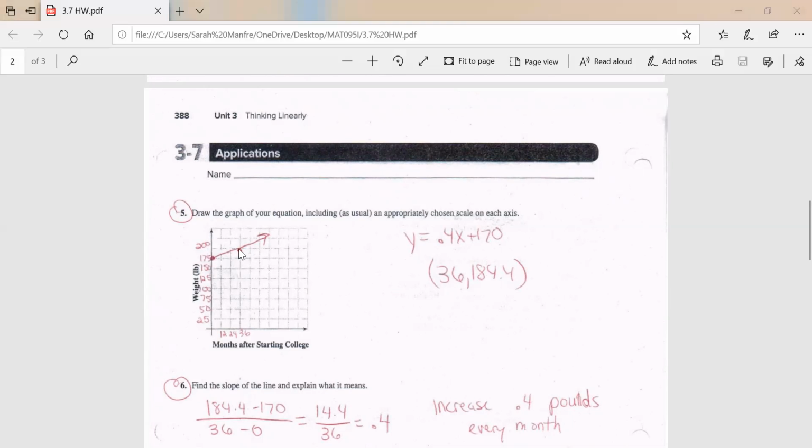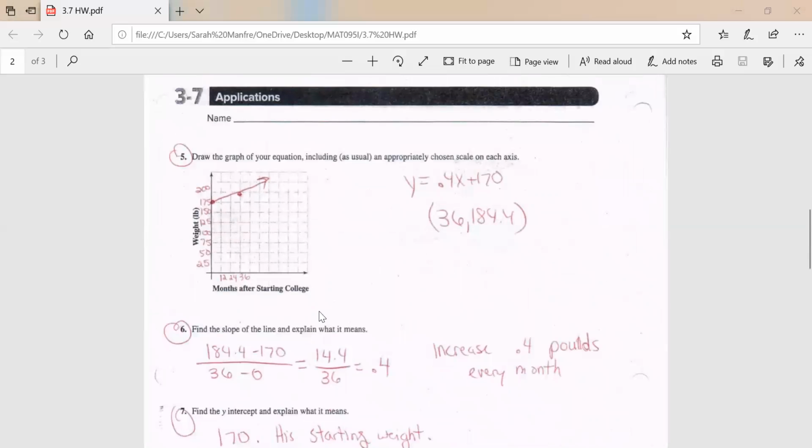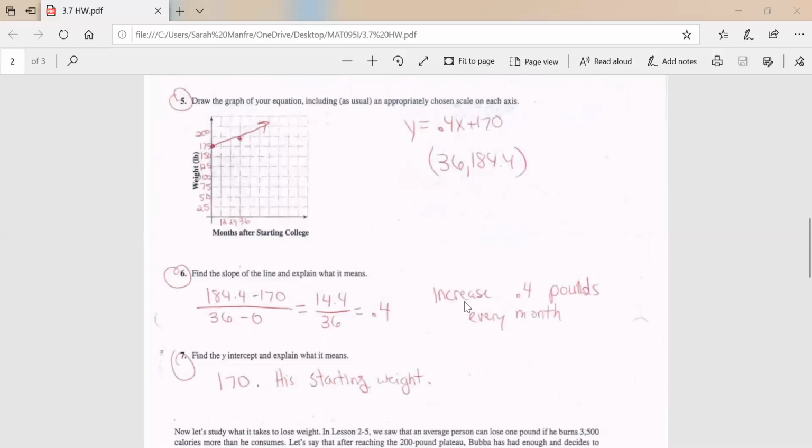All you need is 2 points to make a line, and I connected the dots. Make sure you put an arrow. Find the slope of the line. Well, here's 1 point, 36, 184.4, and my other point is 0, 170. Sorry, that's a 170 because the starting weight's 170. Subtract the y's, you get 14.4. Subtract the x's, you get 36. Divide, you get 0.4. What does it mean? It means he increases 0.4 pounds every month.